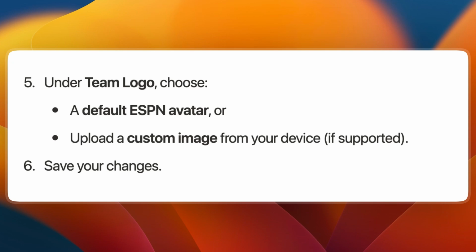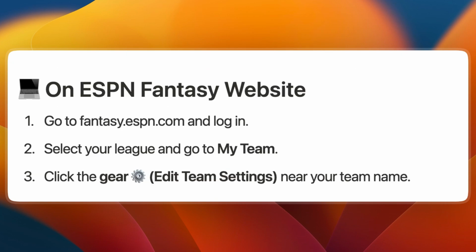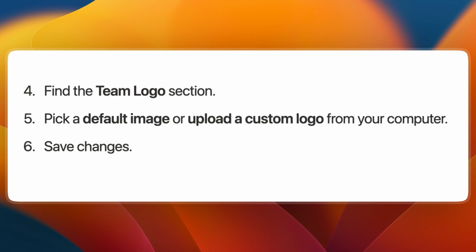then save your changes. If you want to do it on the website, just go to fantasy.espn.com and log in, then select your league and go to My Team, click the gear, edit team settings, near your team name, find the team logo section and pick a default image or upload a custom logo from your computer, and then click Save Changes. So now you know how to change your ESPN Fantasy logo.